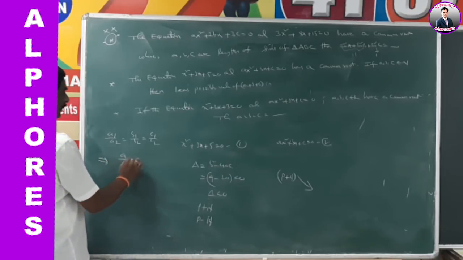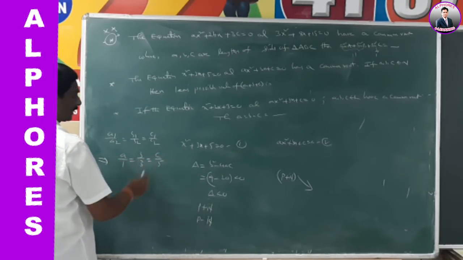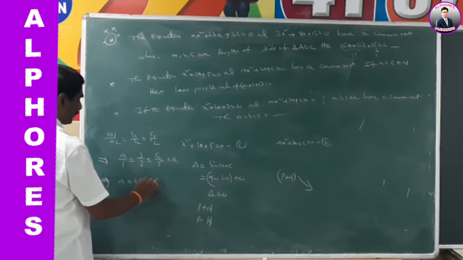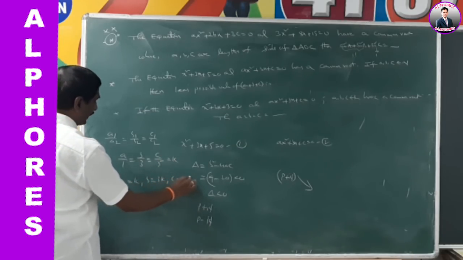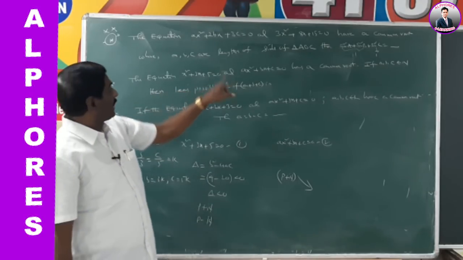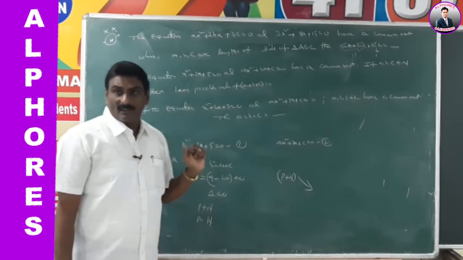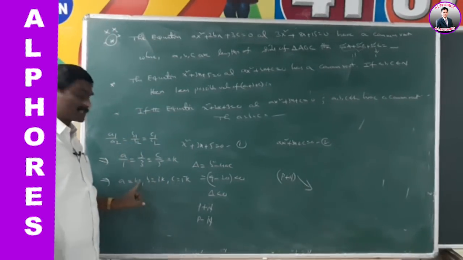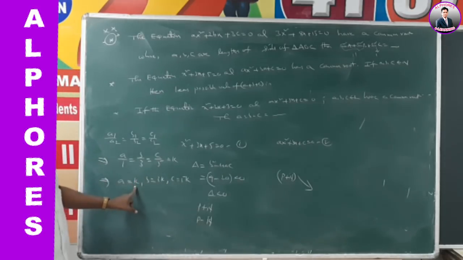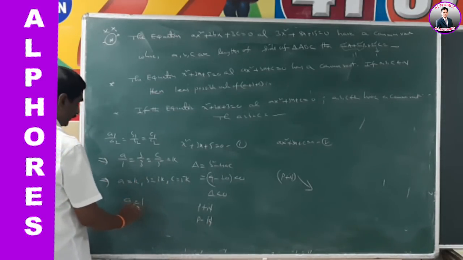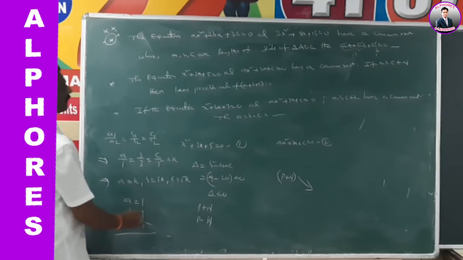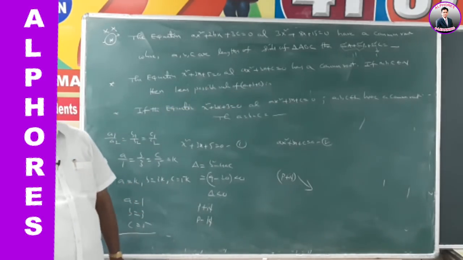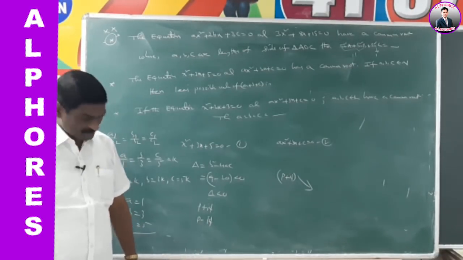That means a by 1 is equal to b by 3 is equal to c by 5. Say this value is k: a is equal to k, b is equal to 3k, c is equal to 5k. But a, b, c are natural numbers. For getting the least possible values of a, b, c, k must be 1. Put k is equal to 1. We get a is equal to 1, b is equal to 3, c is equal to 5. Therefore, the least possible value of a plus b plus c is 1 plus 3 plus 5, that means 9.